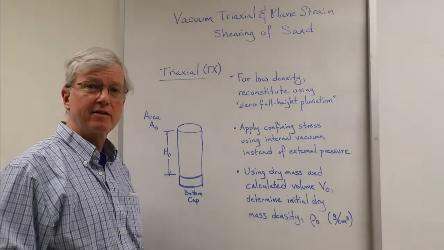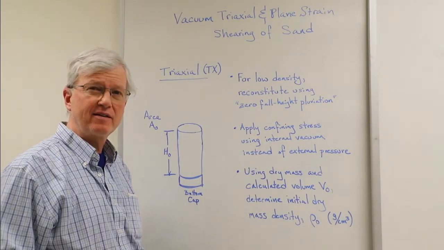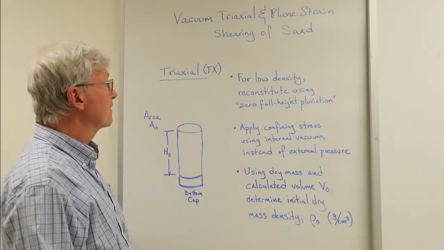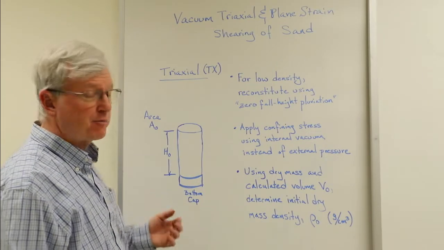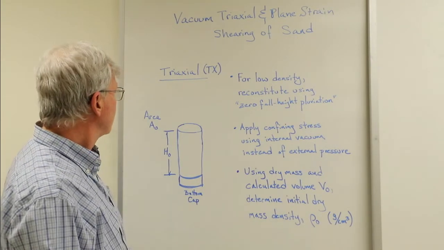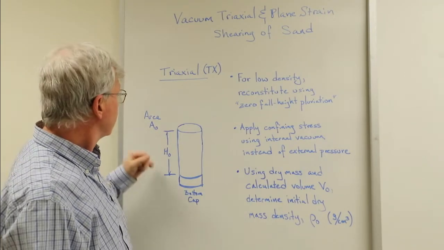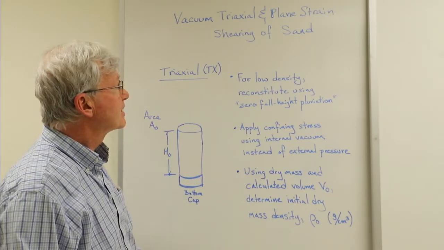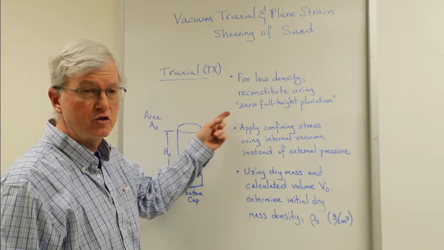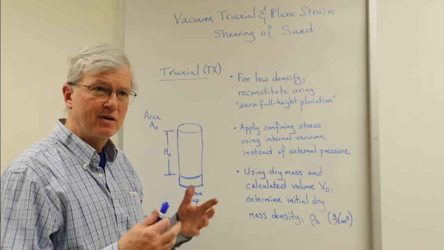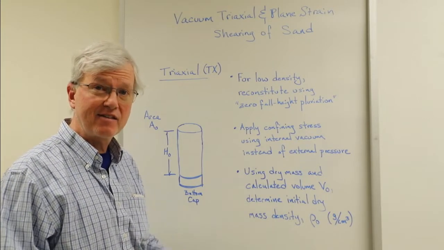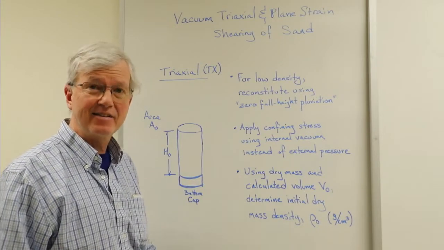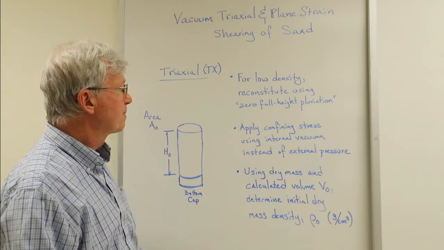So today we're going to look at the vacuum triaxial and plane strain testing of some dry sand samples, kind of an introduction to strength testing. Our triaxial sample will be a cylindrical sample with initial height h0, initial diameter of course, giving us an initial area A0, and we're going to build the triaxial specimen to a low density. We're going to try to build it as gently as we can. The less energy we impart to it as we build it, the lower the density and the higher the void ratio we can build a dry sample.